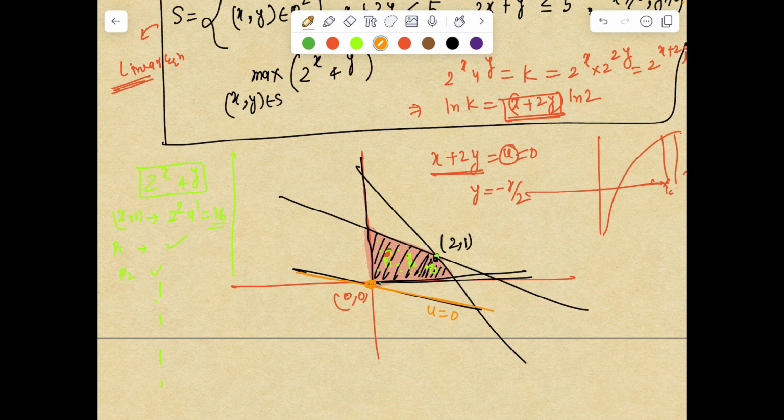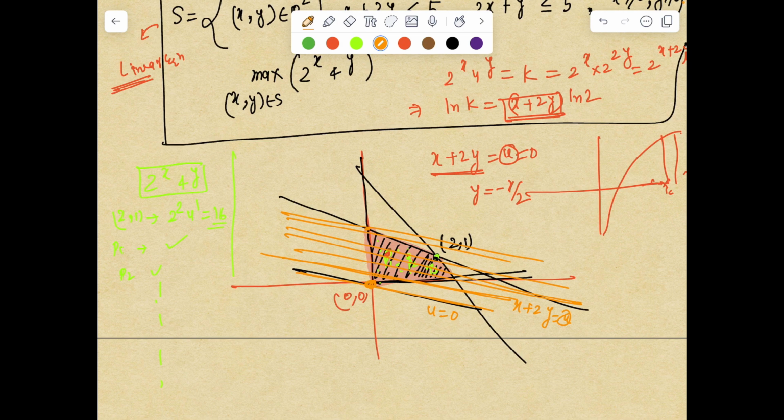Now what about, let's say, this line? Again, I'm trying to draw a parallel line. It is x plus 2y equal to some u. Okay, and if u changes, we'll get this set of parallel lines, right? U changes, we'll get a set of these parallel lines.